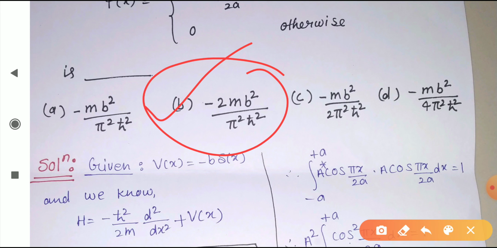So just practice this. You will feel confident to solve this variational method numerical because it is very simple to solve. I hope you have understood this.